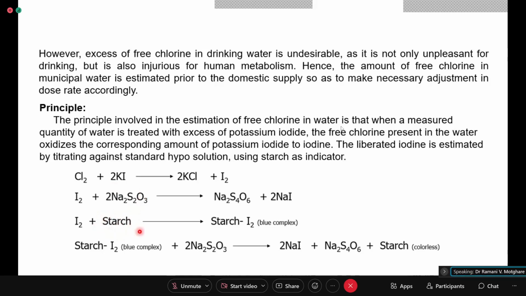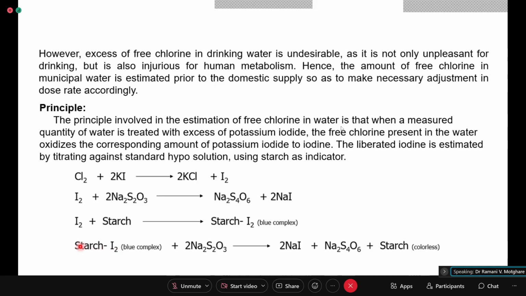Now after adding starch indicator, what do we find? It forms a blue starch iodine complex. Okay, this starch iodine complex is blue in color. Now this is almost at the end point. If you add it in the beginning, it gives a black brown color, and this starch being a carbohydrate, the iodine should form a complex with starch.